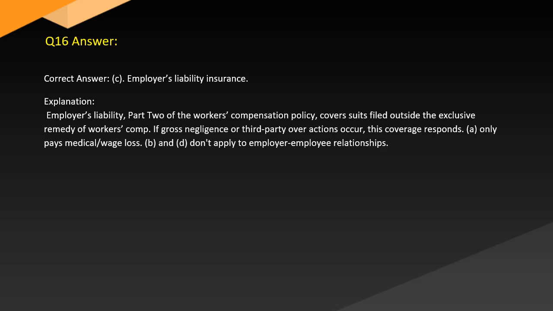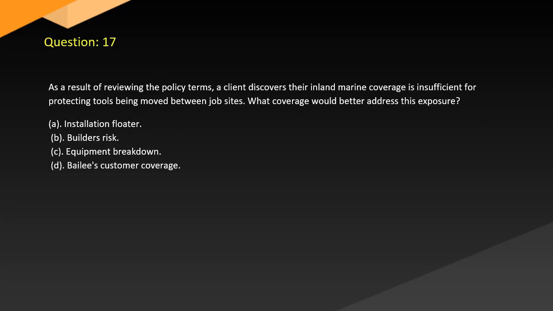Answer. Correct answer C. Employer's liability insurance. Explanation. Employer's liability, Part 2 of the workers' compensation policy, covers suits filed outside the exclusive remedy of workers' comp. If gross negligence or third-party over actions occur, this coverage responds. A only pays medical and wage loss. B and D don't apply to employer-employee relationships.